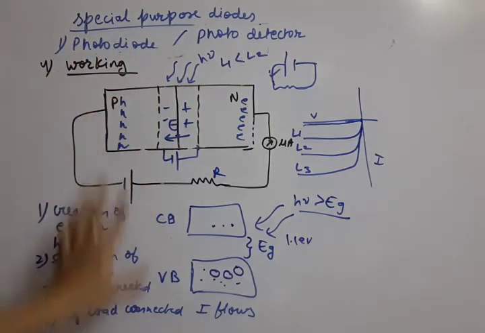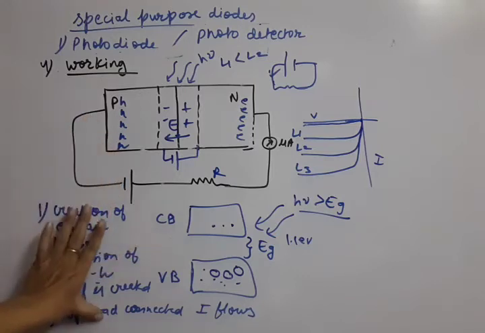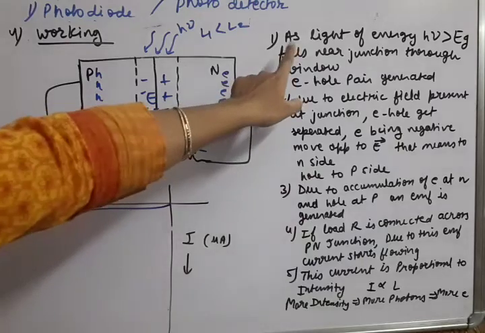So let us write the working in detail. This is the working of the photodiode. These points will be written in detail in the next sheet. Note down from the next sheet. The working steps are written in detail. Let us read for revision.